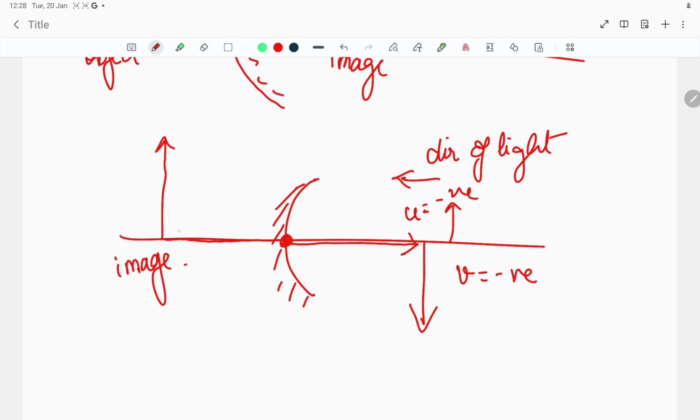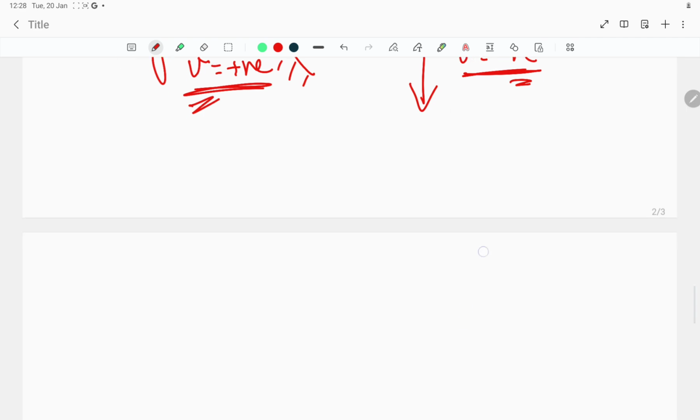So you are going to take in the same direction. So what will happen? The direction of light and the distance measured is the same, so here the V will be positive. It depends where the image is formed. If the image is formed opposite to the direction of light, it will be negative. Same as the direction of light, it will be positive. And the same applies for lenses also.